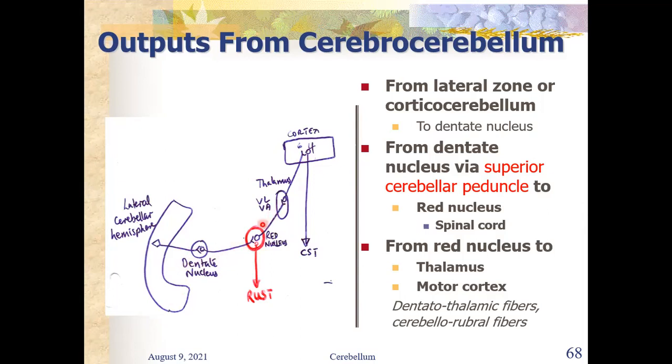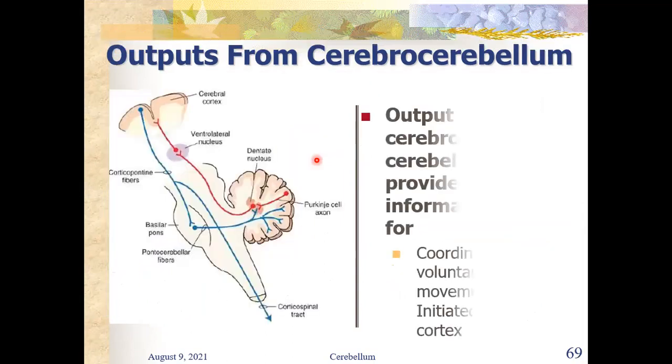Dentato-thalamic pathway. That is the pathway that contributes fibers to the corticospinal tract and also contributes fibers to the cerebrospinal tract. So we have the dentato-thalamic cortical tract. That is what happens in the output from the cerebellum to the motor cortex and to the red nucleus.